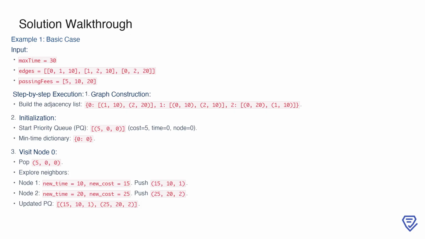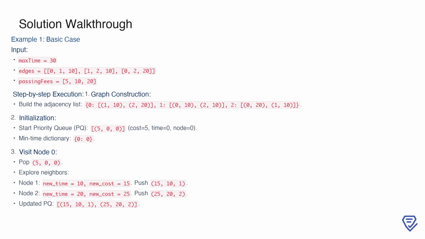To start solving this problem, we take the given input values. Here, we have a maximum allowed time of 30, edges that connect the nodes with specific travel times, and passing fees for each node. First, we construct the graph using an adjacency list. This representation makes it easy to see which nodes are connected and the time it takes to travel between them. For example, node 0 is connected to node 1 with a travel time of 10, and to node 2 with a travel time of 20.